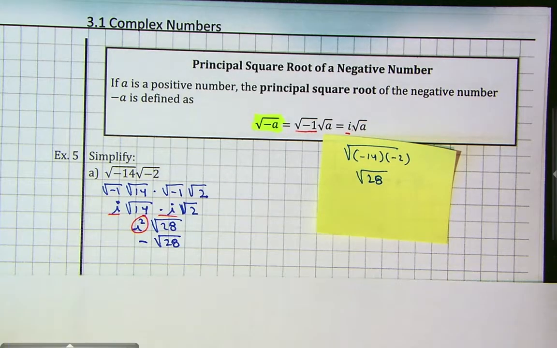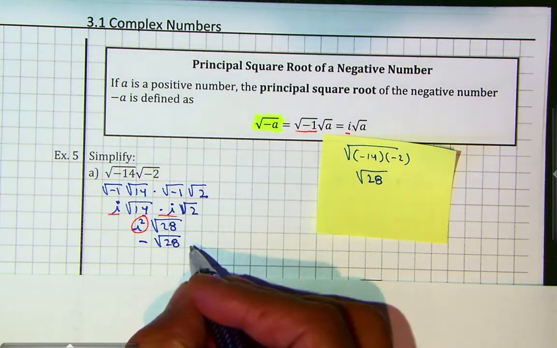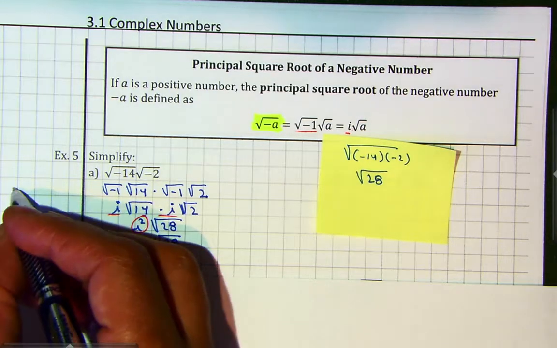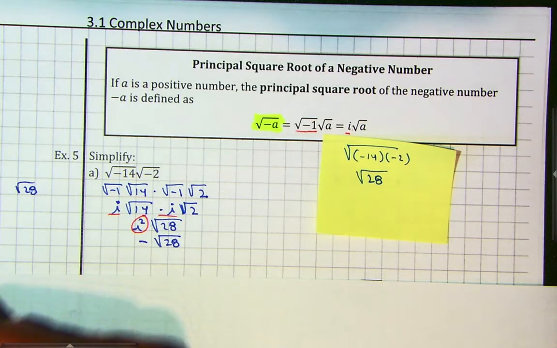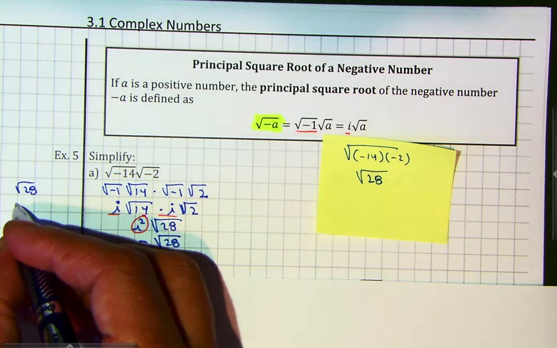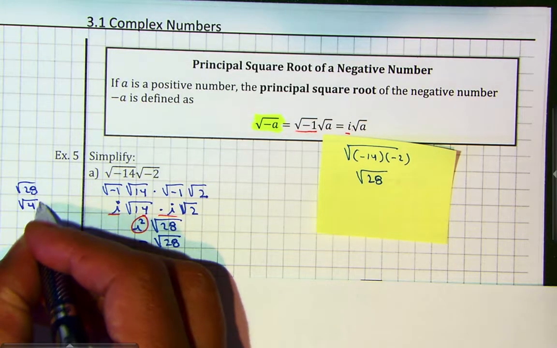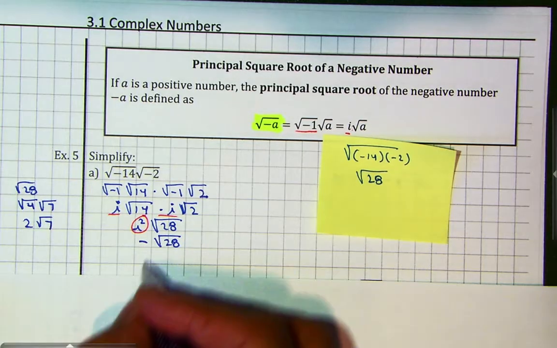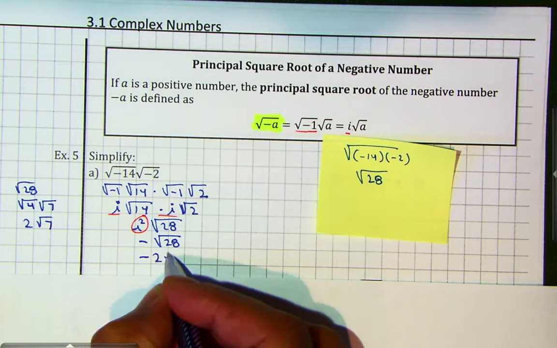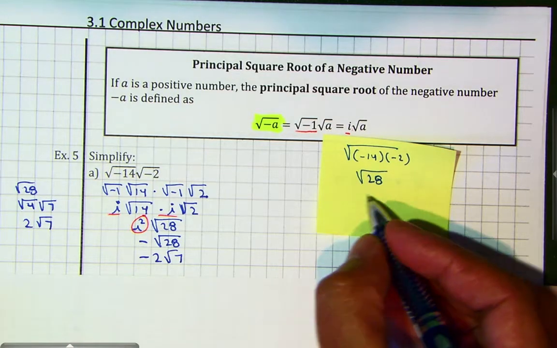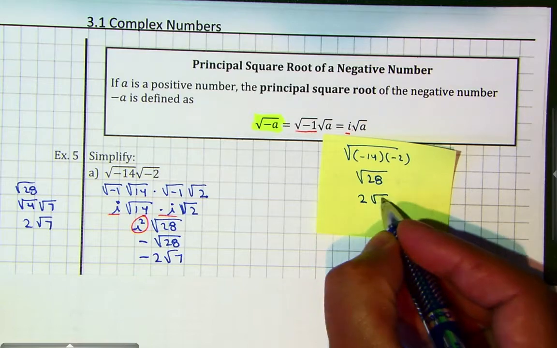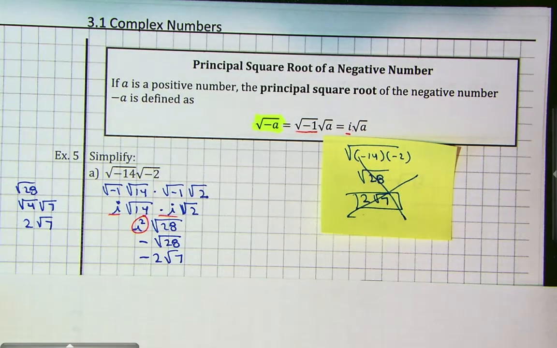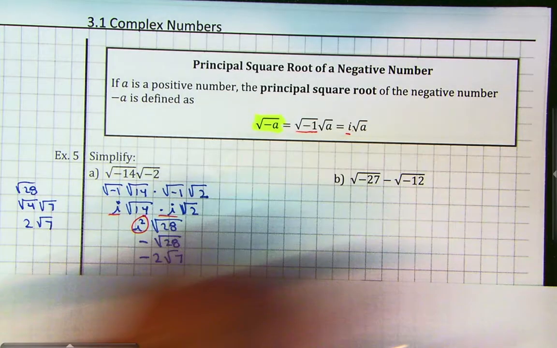And we can simplify square root of 28. Which perfect square divides square root of 28? So square root of 28, we can do the factor tree, or at this level it should be square root of 4 times square root of 7. Square root of 4 is 2, so 2 square root of 7. Therefore, this will be negative 2 square root of 7. If you have done it this way, you have ended up with positive 2 square root of 7, which is incorrect. So just be careful.